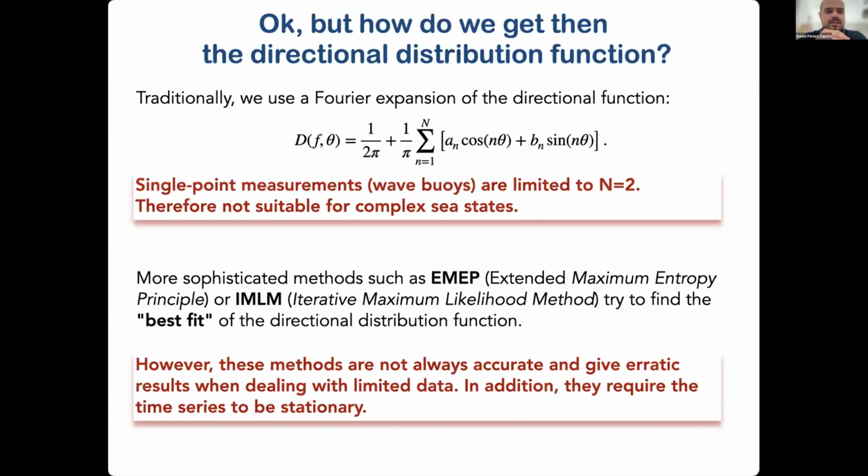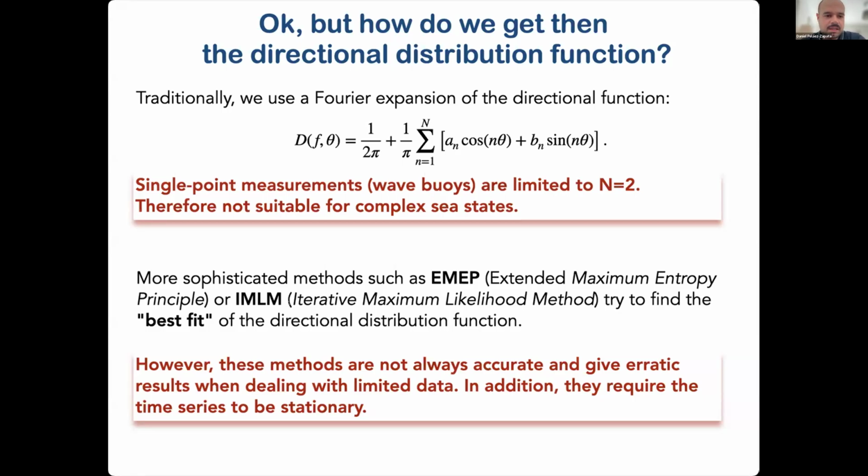Traditionally, people have expressed the directional distribution function as a Fourier expansion. The parameters A n and B n are the Fourier coefficients or the circular moments. However, if you have only one buoy, single point measurements, you can only have information up to n equals 2, which is not suitable for complex sea states, for example.